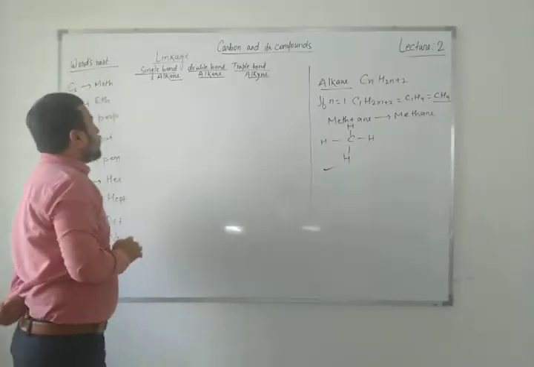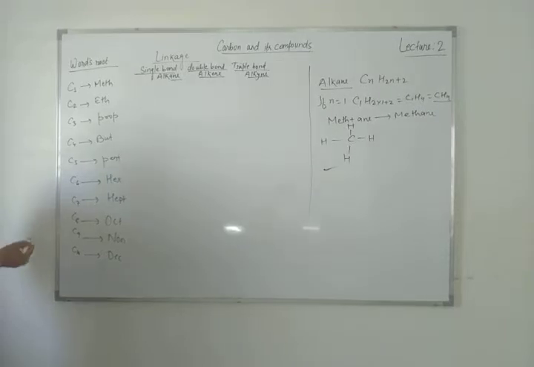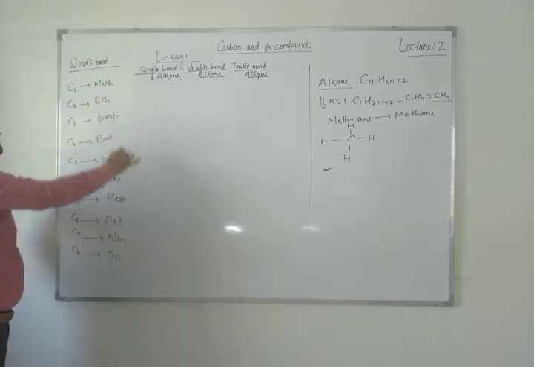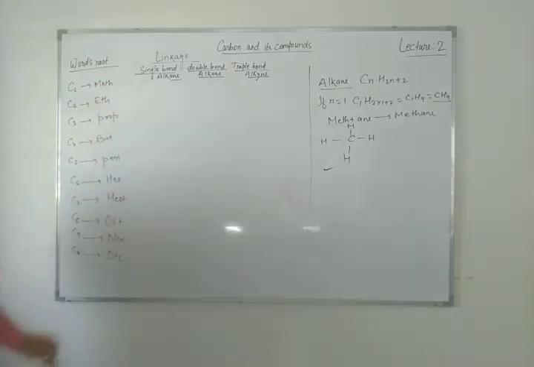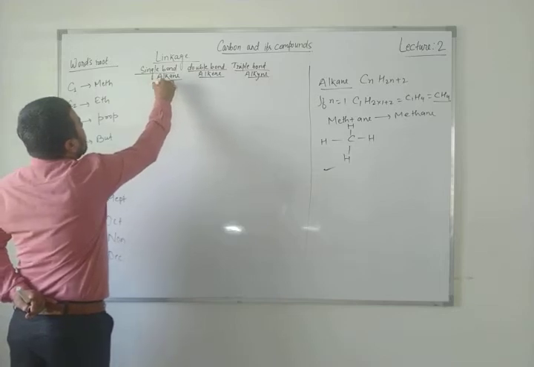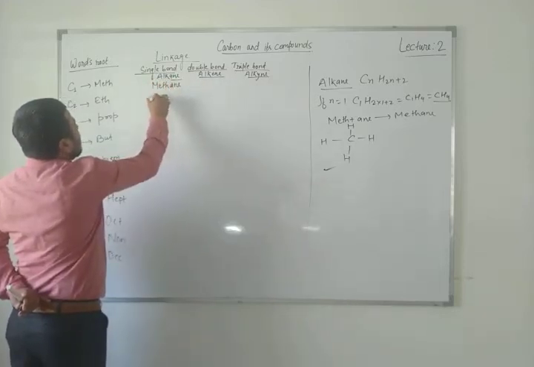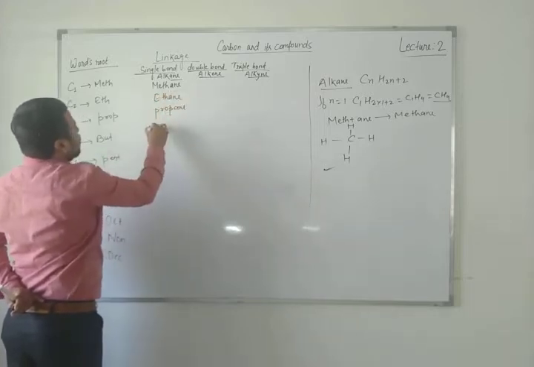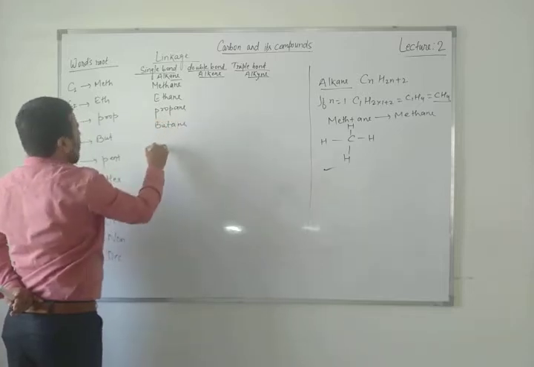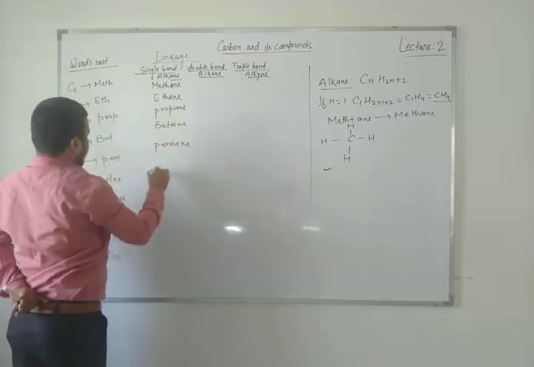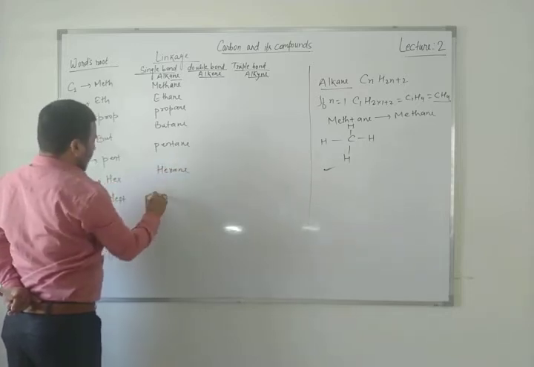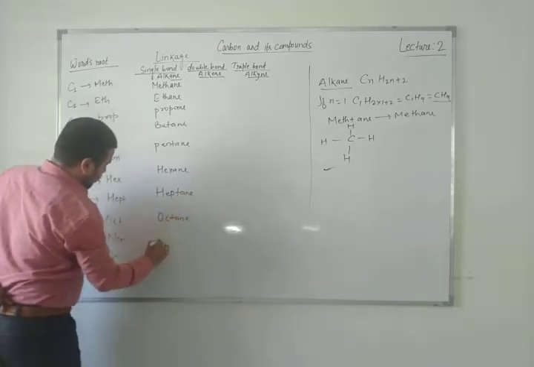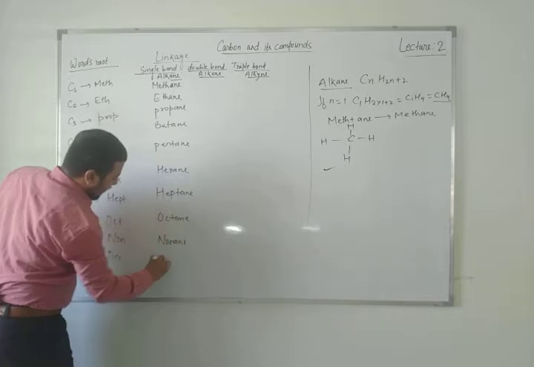Similarly, if I talk about all the compounds, as I have given you homework also in lecture number 1, you have to first of all write all these: methane, ethane, propane, butane, pentane. So in the single bond it will be known as methane, second ethane, third propane, fourth butane, fifth pentane, sixth hexane, seventh heptane, eighth octane, ninth nonane, and 10th decane.